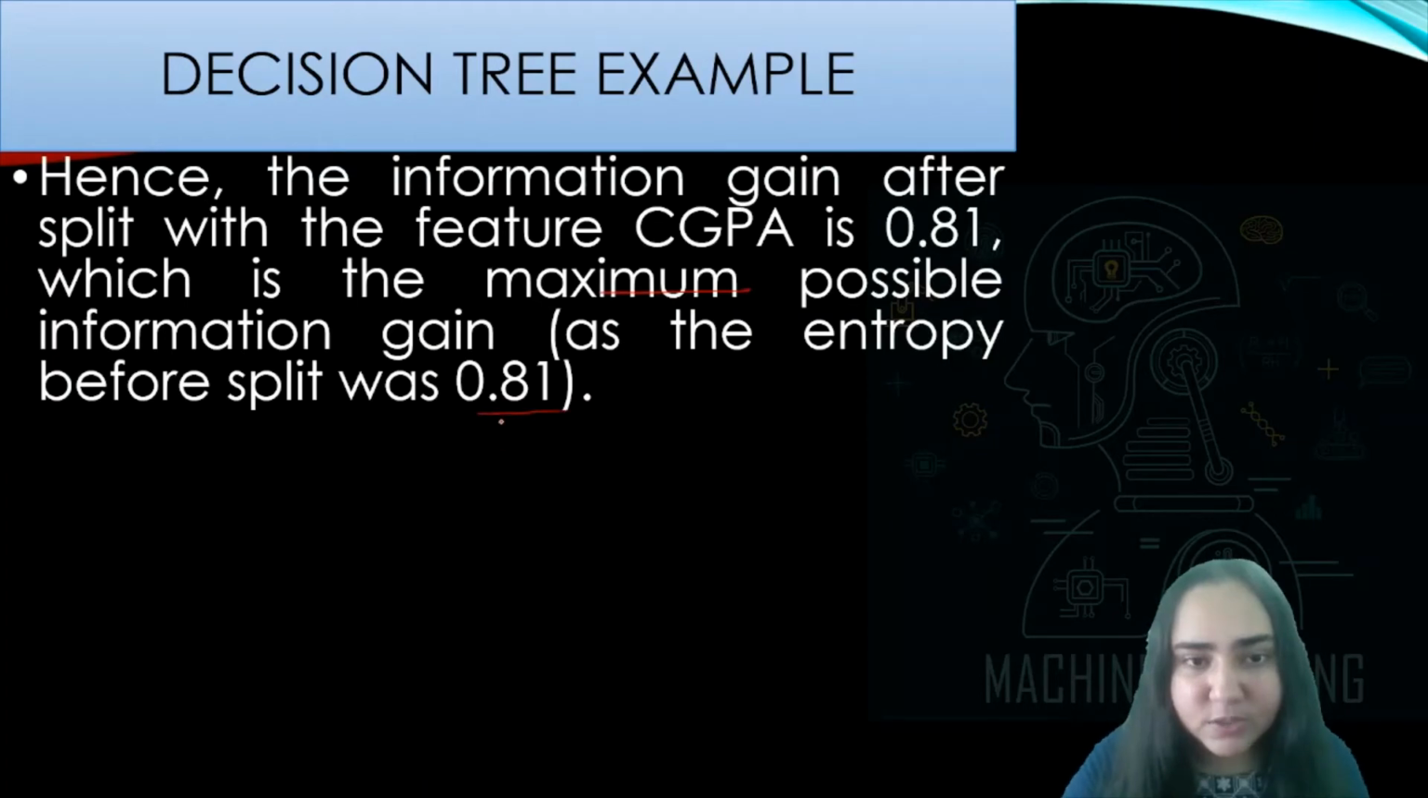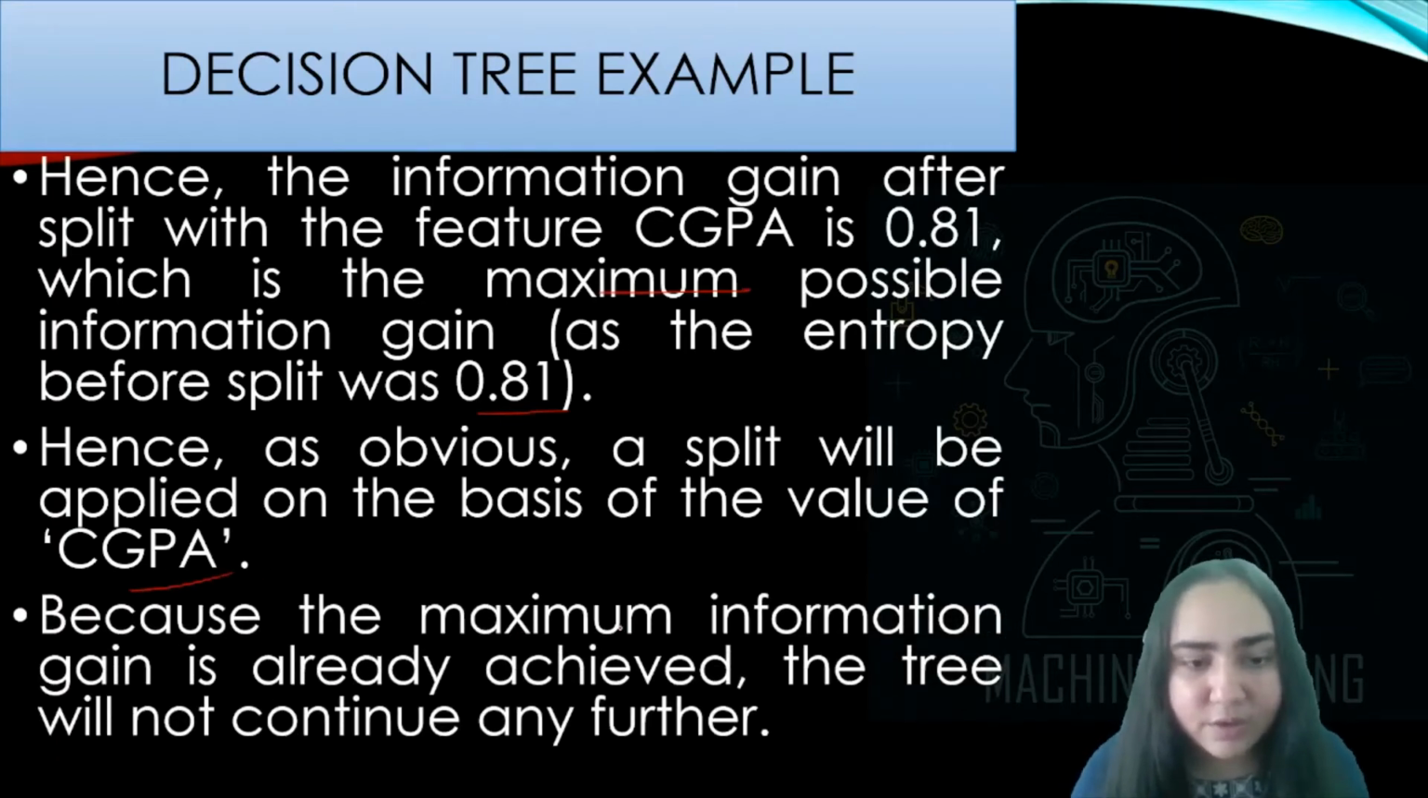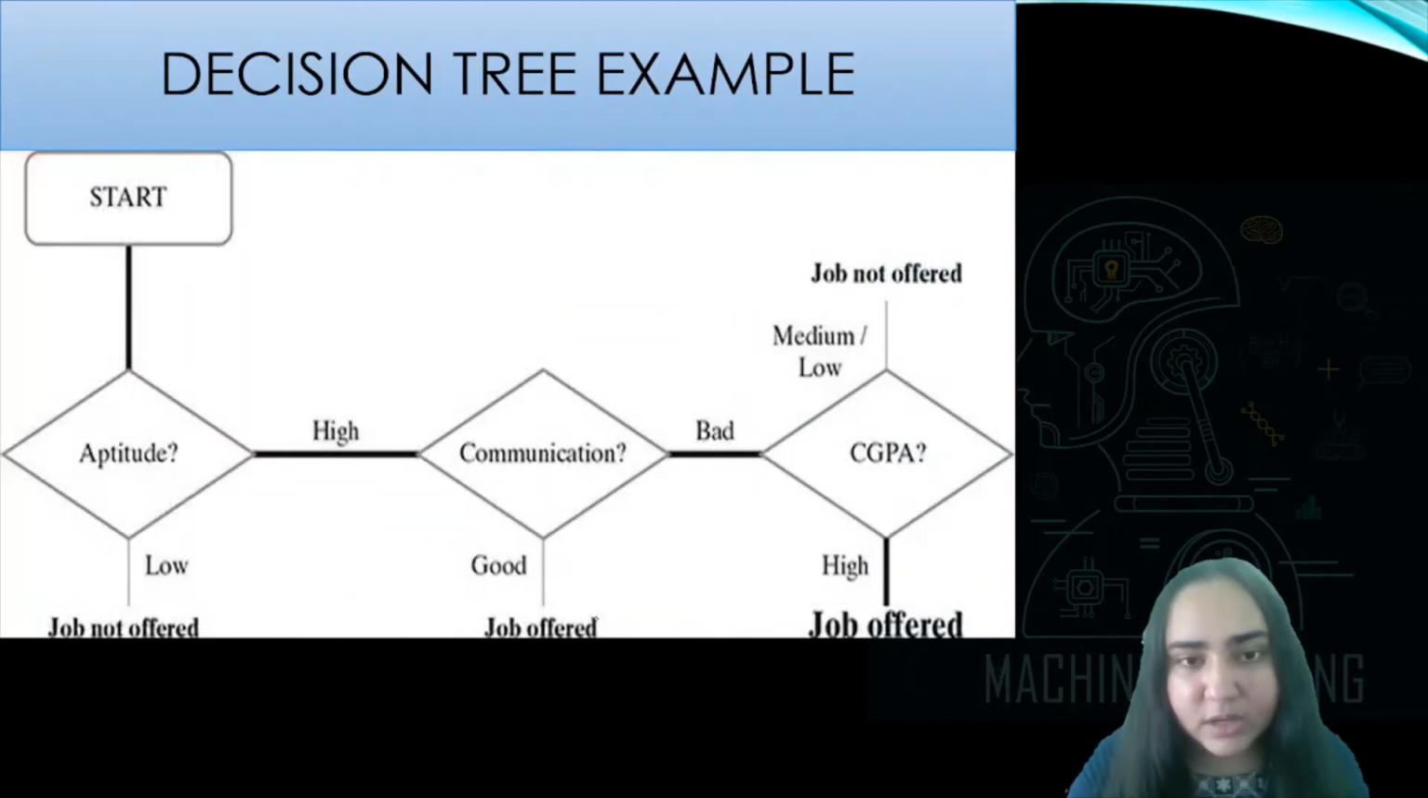Because before the split also it was 0.81. So it is obvious that you can apply a split on the basis of CGPA, but you don't have to do anything after that. We will not continue because the information gain attained is maximum. So this is what our diagram looks like. This is where you start.